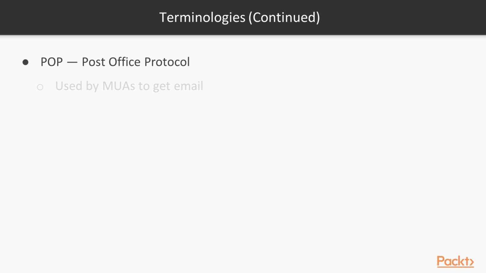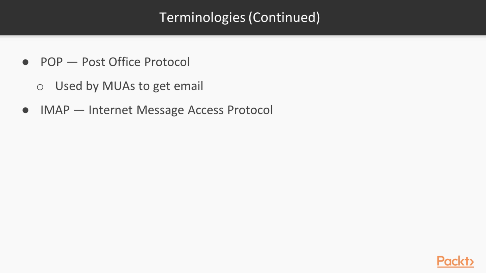Next is POP. It's the Post Office Protocol used by mail user agents to get email, and we will be covering POP and IMAP in a little more detail in further lessons of this section. IMAP is the Internet Message Access Protocol, also used by MUAs to get email.